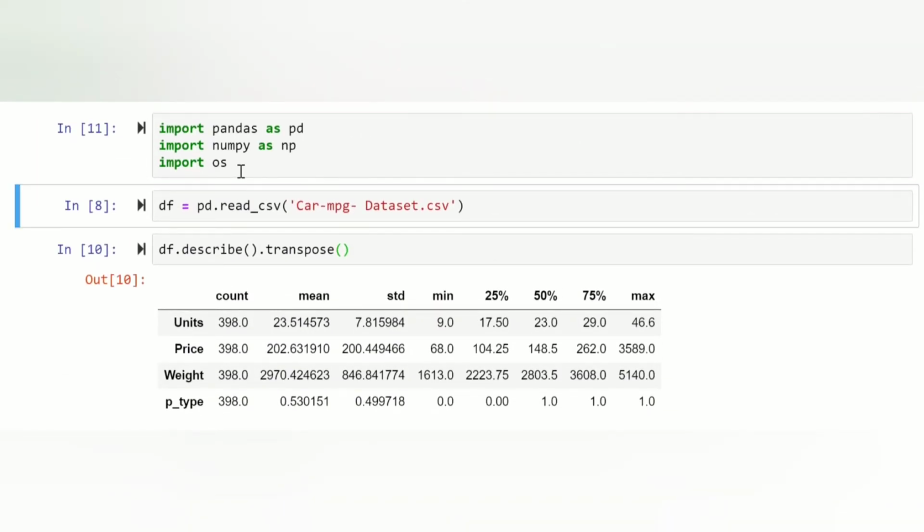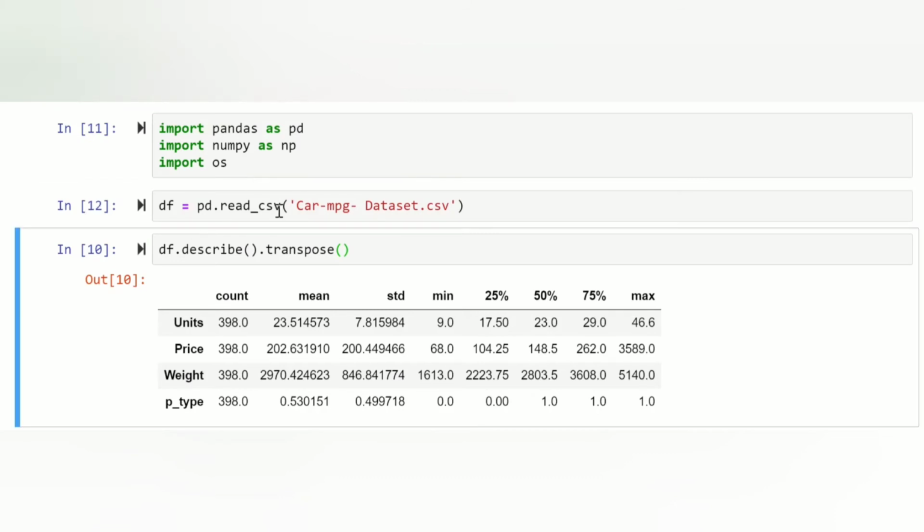In the first cell, I am importing all the necessary libraries, and in the second cell, I am reading the data set, which is a car MPG data set here. Now let's describe this, and for the sake of convenience, I'm just transposing it. Now, as you can see in the output, let's see what this data set contains. This data set has the following attributes: units, price, weight, and product type, or the P type. And this describe function represents the count, mean, standard deviation, minimum, 25%, and so on.